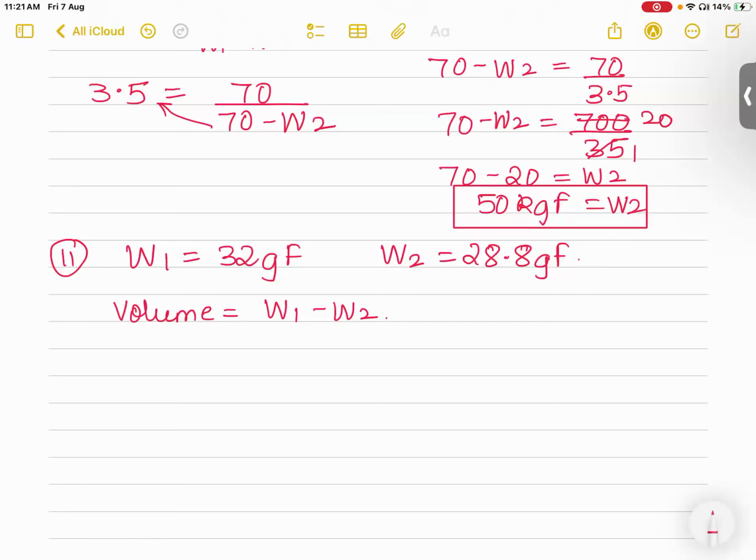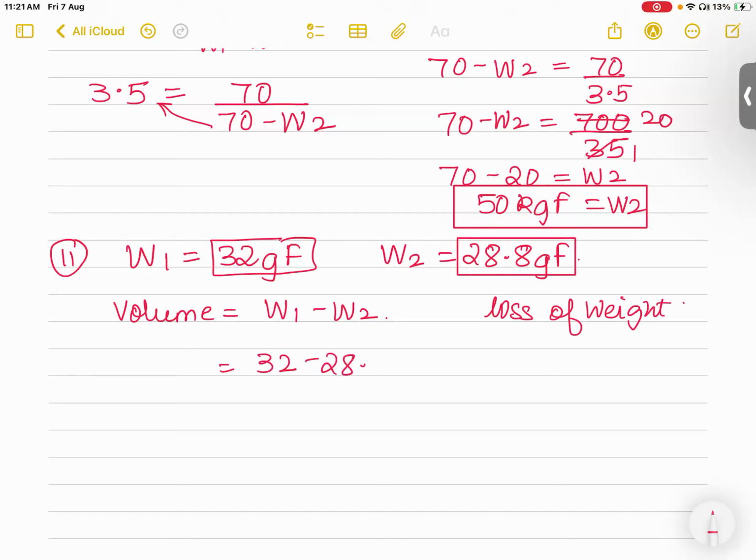I hope this logic we are able to figure out. My weight in air is 32. When I jump in water, it becomes 28.8, which means the loss in weight is nothing but my volume, guys. This we had done in part A, if you remember, right? So 32 minus 28.8, when I subtract it, should give me my answer as 3.2.